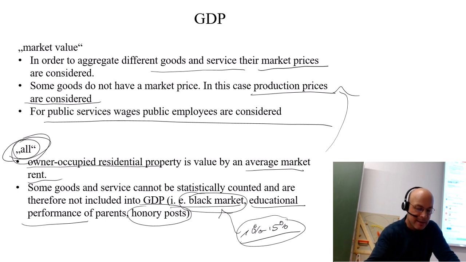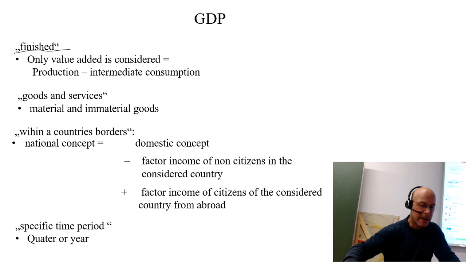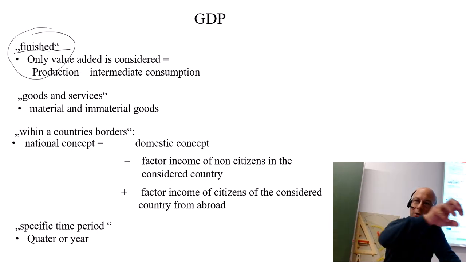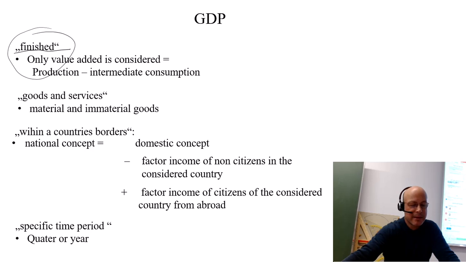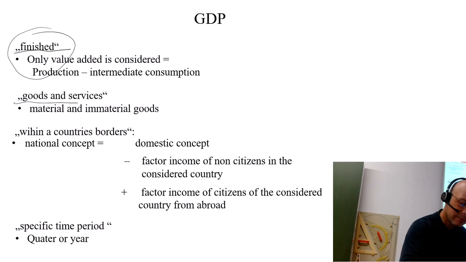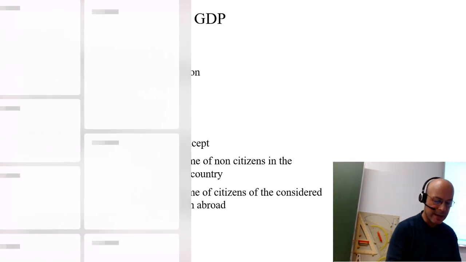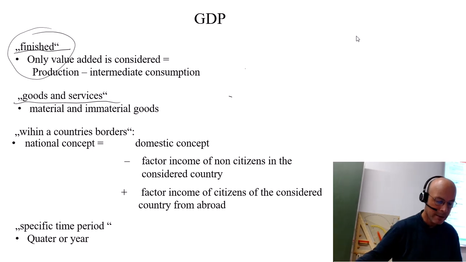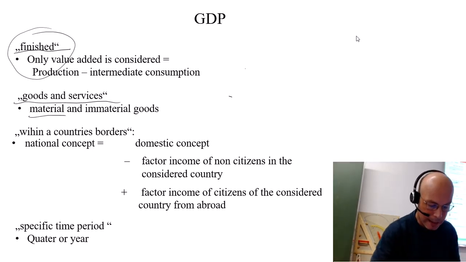So when I ask this question, quite often some of you just forget this word, finished goods and services. And this is really important. I will show you also some numbers when we do not keep this in mind, how large the so-called production value overall in Germany would then be. Well, of course, goods and services, this we have also to say, this would be material and immaterial goods.